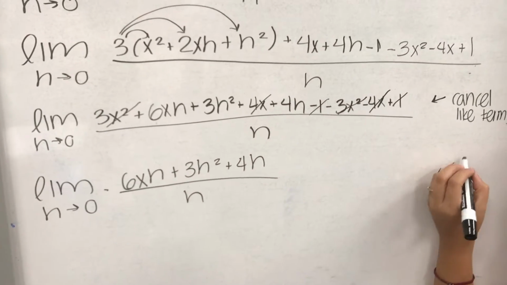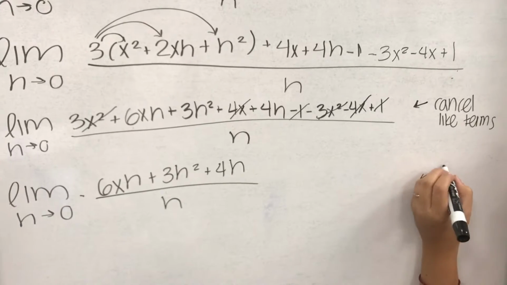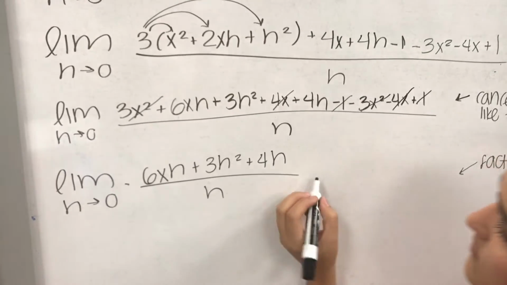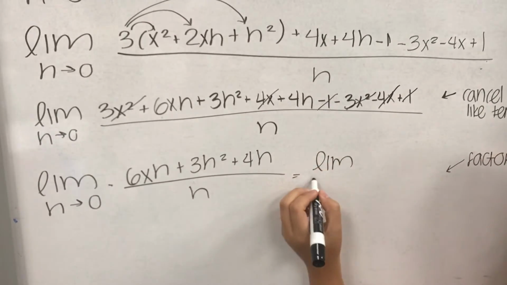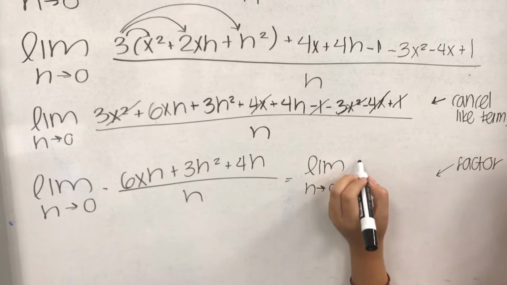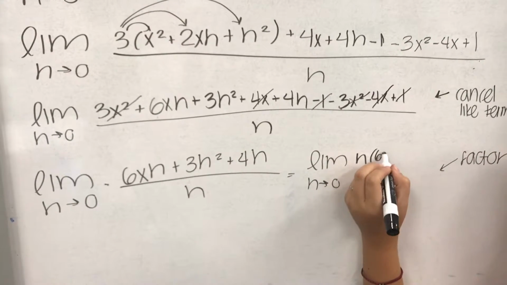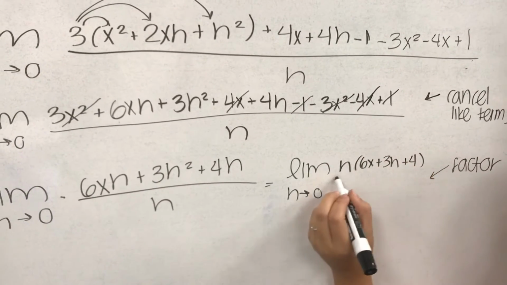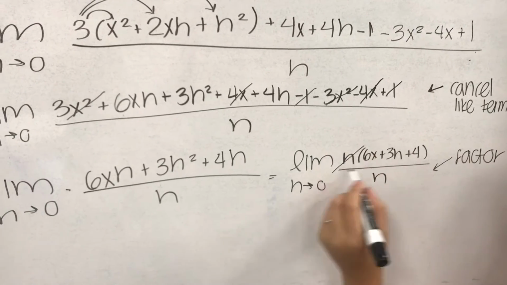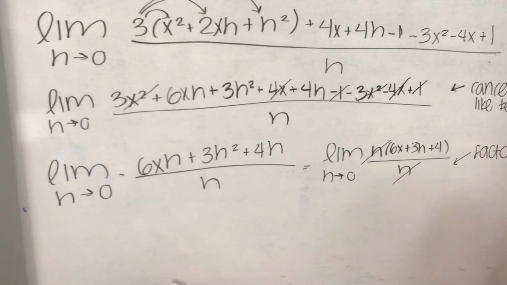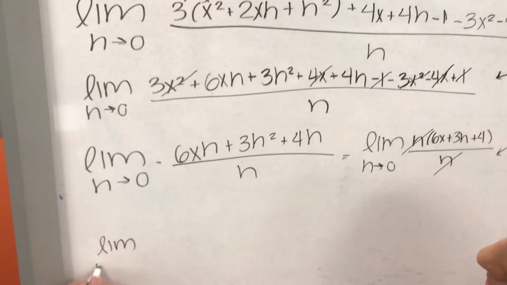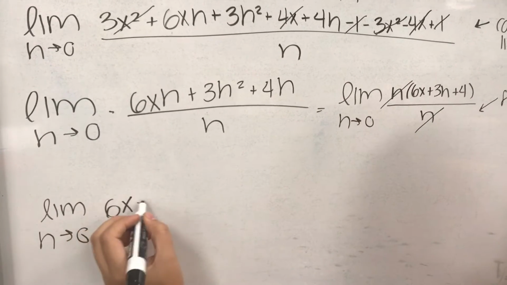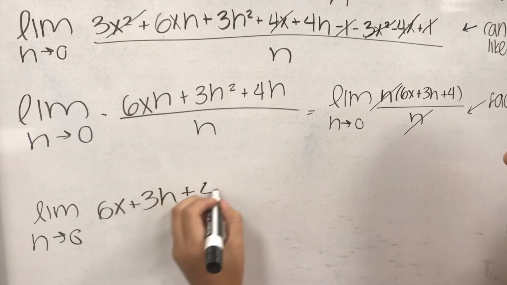So for this next step, we have to factor. We are factoring so we can leave the h outside, and that way it will cancel with the denominator. We have to rewrite that the limit of h approaching 0 is: you isolate the h, you open parentheses, and fill in what they need to complete the original equation, all over h. As you can see, the h will cancel, and you will be left with the limit of h approaching 0 of 6x plus 3h plus 4.